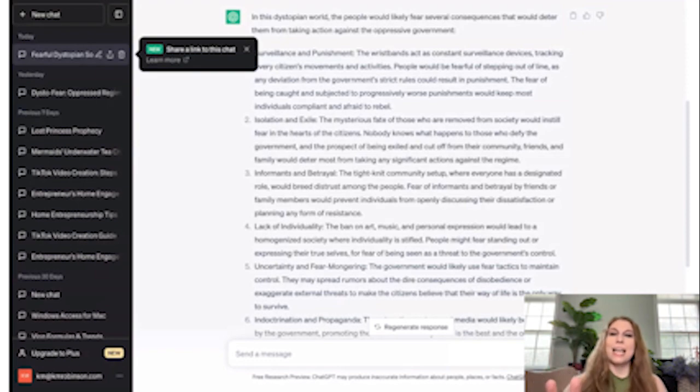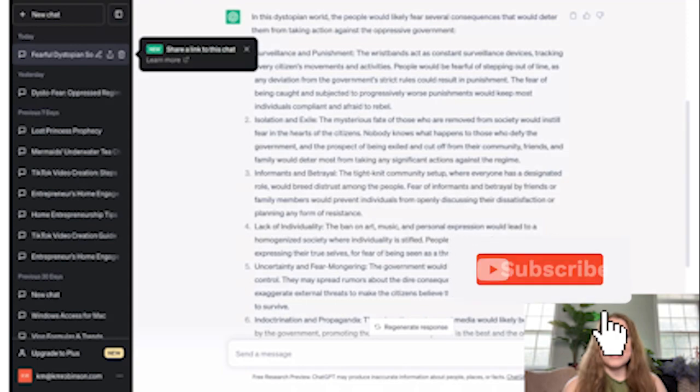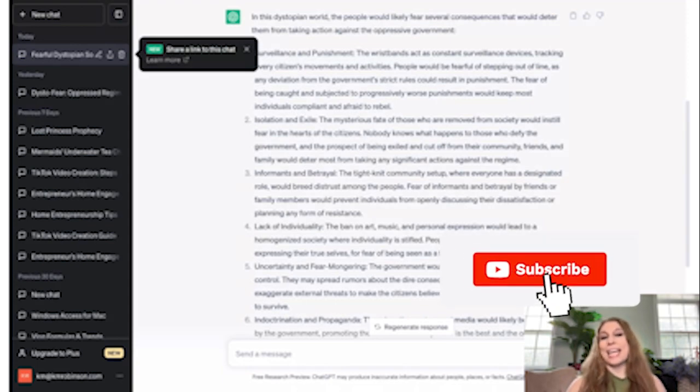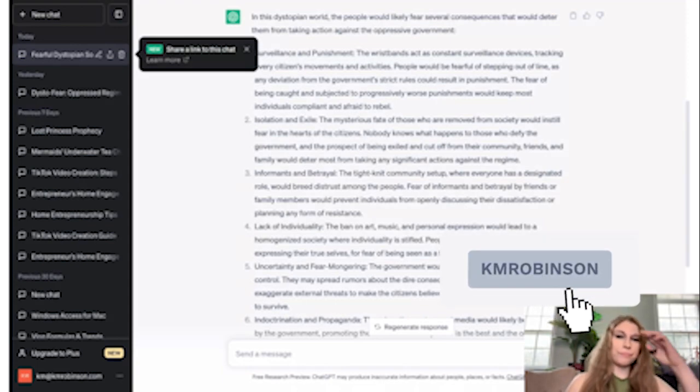If I didn't like it like this, I could say, this is too much information for me. I could go back and say, I need a bullet point list of this. Now, this is pretty bullet point, but it does have a lot of words here, so it can break it up differently or it can give me more or less. Number 2 says isolation and exile. The mysterious fate of those who were removed from society would instill fear in the hearts of the citizens. Nobody knows what happens to those who defy the government, and the prospect of being exiled and cut off from their community, friends, and family would deter most from taking any significant actions against the regime.